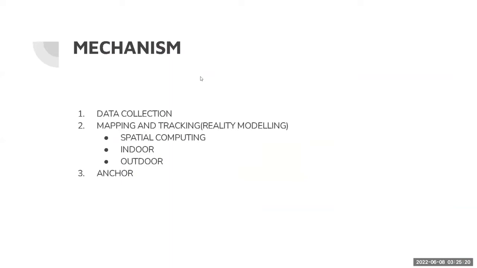And now we're going to see the mechanism beneath this platform. There are 3 steps, well, not 3 steps, they're all related actually. First, we need to collect the data. Then with the collected data, we will map the surroundings and detect the objects. And I will explain the term anchor, what an anchor is.